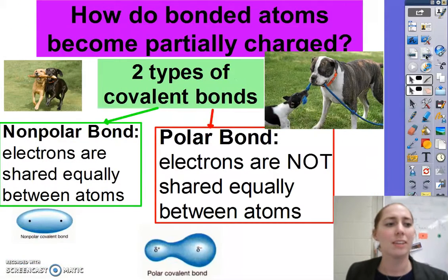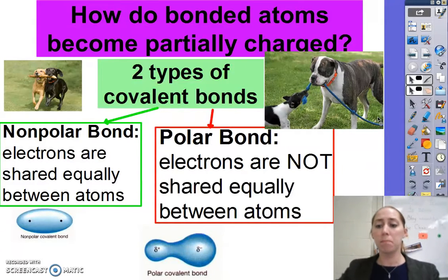Now, the other type of covalent bond is a polar covalent bond. This is where the electrons are not shared equally between the atoms. So one atom pulls on the electrons more than the other. So like in water, the atom of the oxygen is much, much bigger than the atom of the hydrogen, which is little. So the oxygen pulls on those electrons stronger than the little hydrogen, so oxygen ends up with a slightly negative charge, whereas hydrogen ends up with a slightly positive charge, which is why we say water is polar.